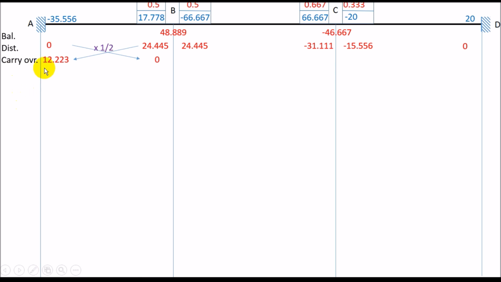Third step is carry over. Okay, this is very simple. I just have to carry over this value to the opposite end, and I have to multiply it by half. So 24.445 into half is 12.223, and 0 is obviously 0. Again we have to carry over here, this goes here and becomes 12.223, this comes here and it becomes minus 15.556. Carry over. Again this will go here and this will come here. So this is my third step, carry over step.